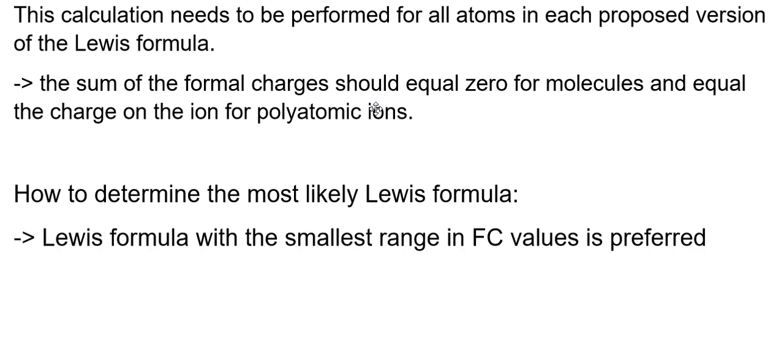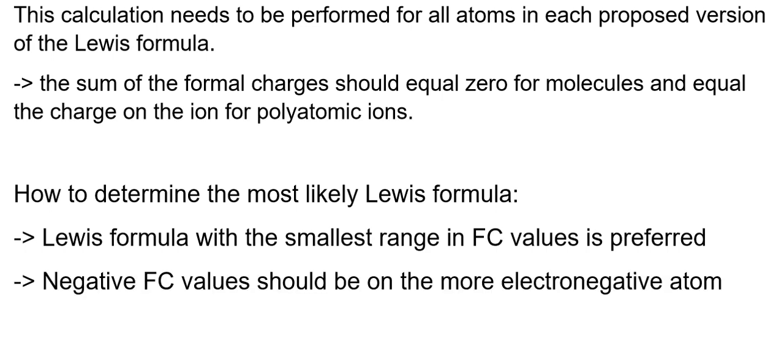Once we've calculated the formal charge, we need to figure out what that means. To determine the most likely formula, we look first and foremost at the Lewis formula with the smallest range in formal charge values, and that's the one that's preferred. We'll see this in an example coming up. The second piece is that negative formal charges should be placed on the more electronegative atom, as I've mentioned before.